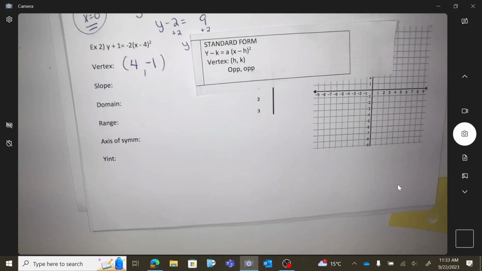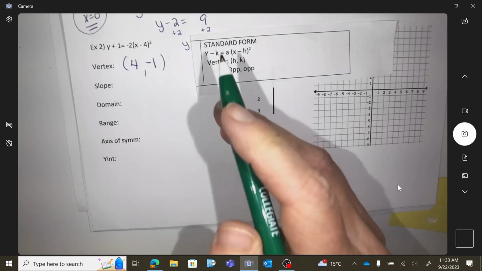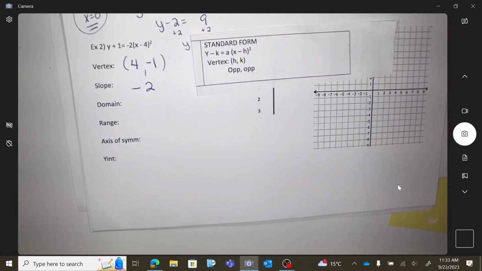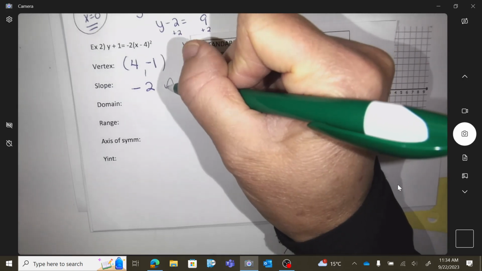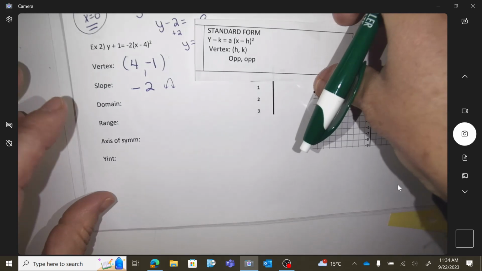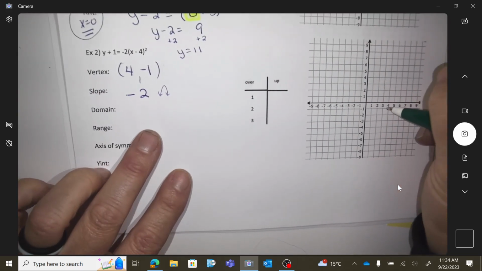What is the slope? So what is the multiplier number, the A? -2? What does that already tell me? Do you know something now? It should look flipped. It should be upside down, right? Okay, we're going to graph. So give me 4, -1.